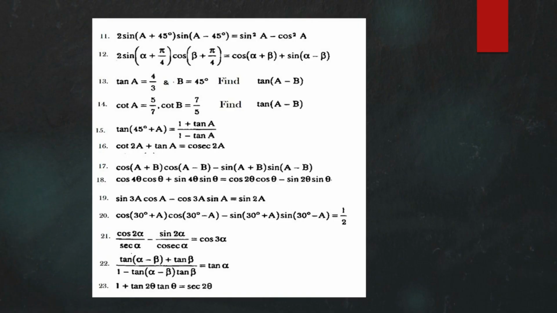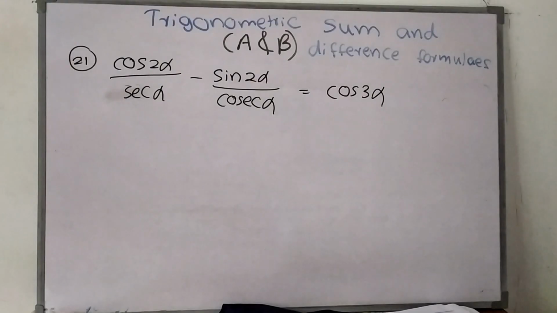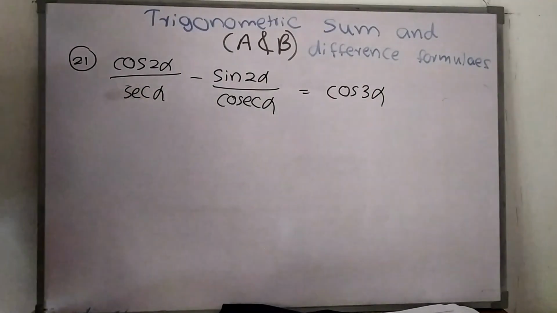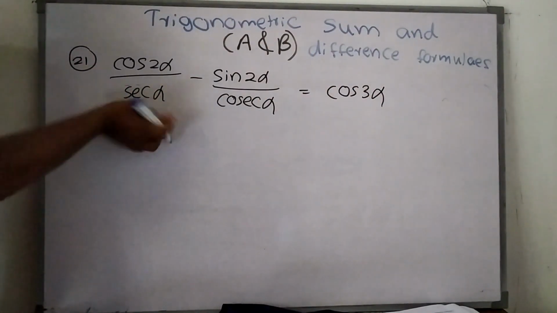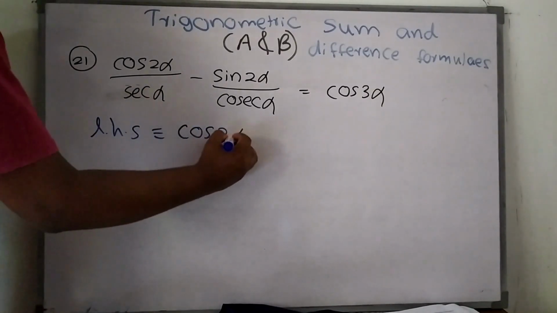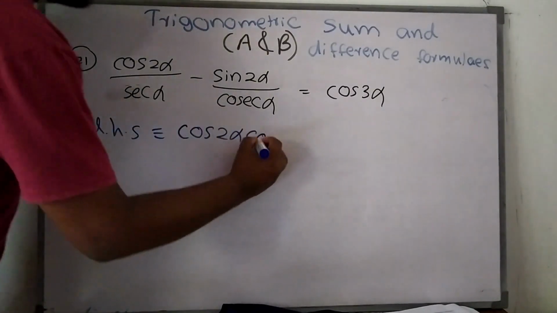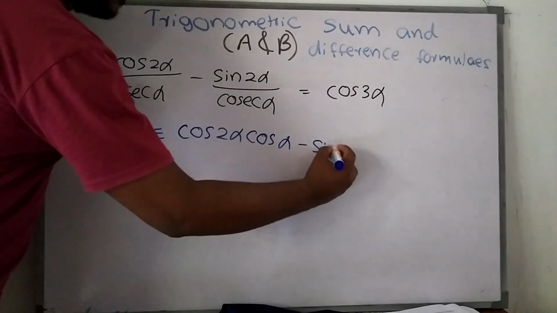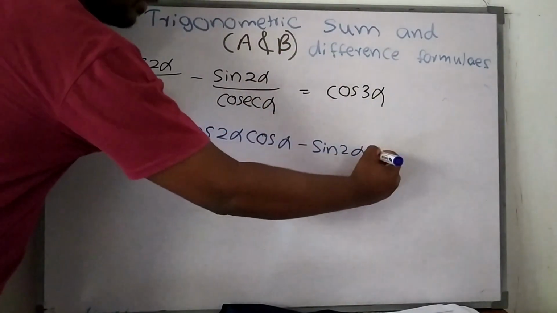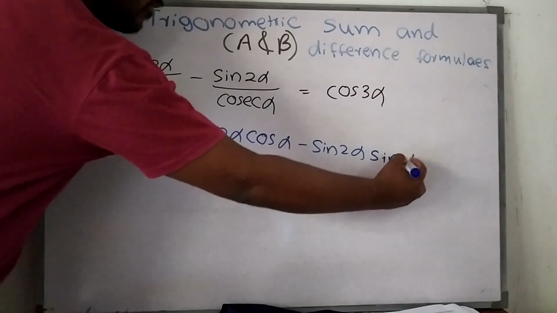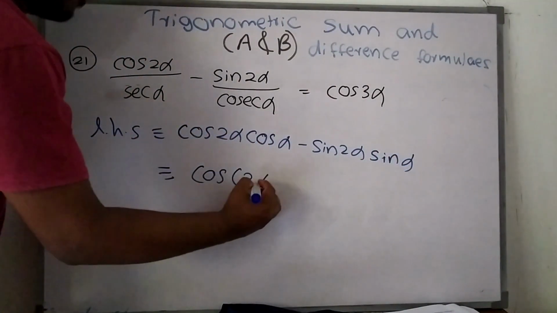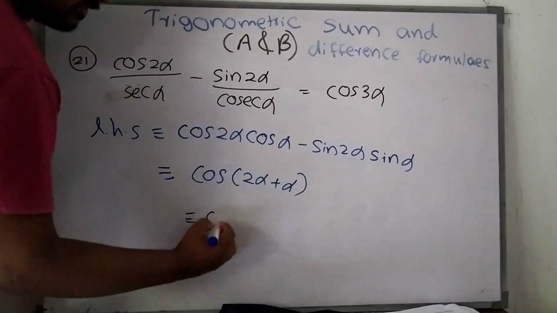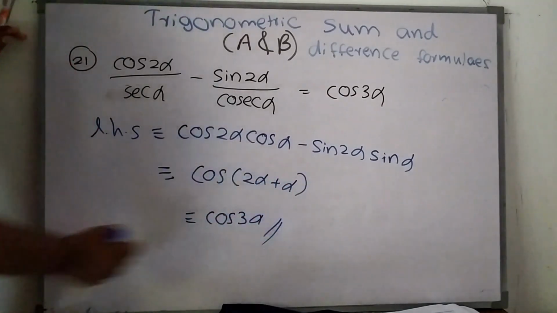Okay, children, now I'm going to the next example, question number 21. Here we just need to show this one. So I'm starting from the left hand side. We can move it up. Sec alpha going up means it's cos alpha. Cosec alpha going up means it's sin alpha. So this is the sum of cos 2 alpha plus alpha, which is cos 3 alpha obviously. So it's proved.